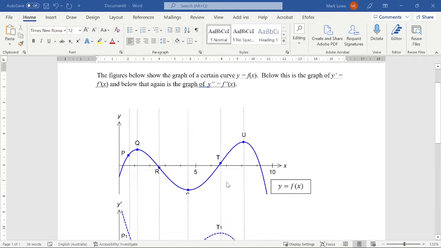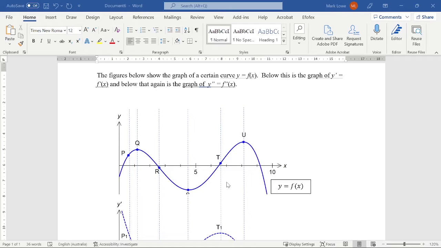Okay, so I'm going to talk a little bit about the second derivative. Now the methods for the second derivative are exactly the same as the first derivative. If you're asked to find the second derivative of something, it just means that you're differentiating twice. For example, if you started with a cubic, the second derivative will give you a linear function, because you go cubic to quadratic and then quadratic to linear.